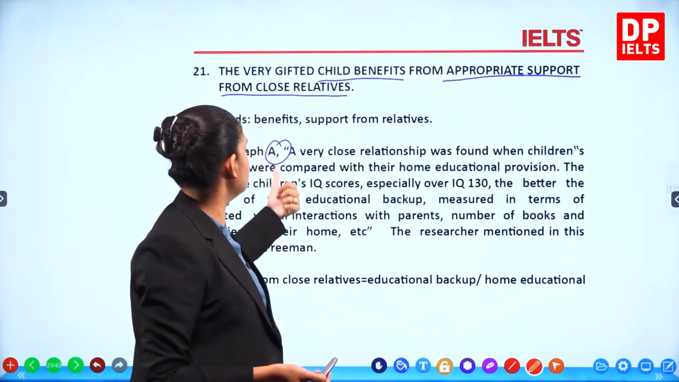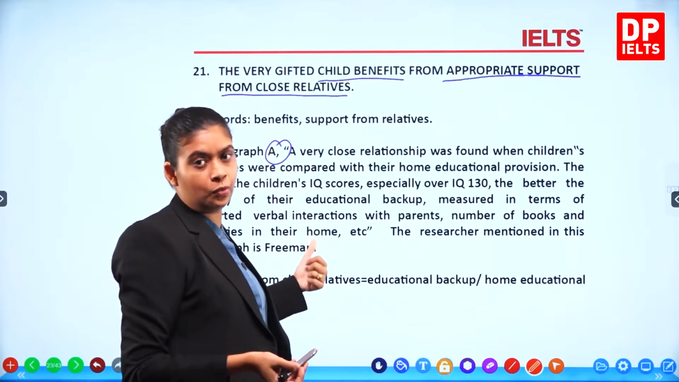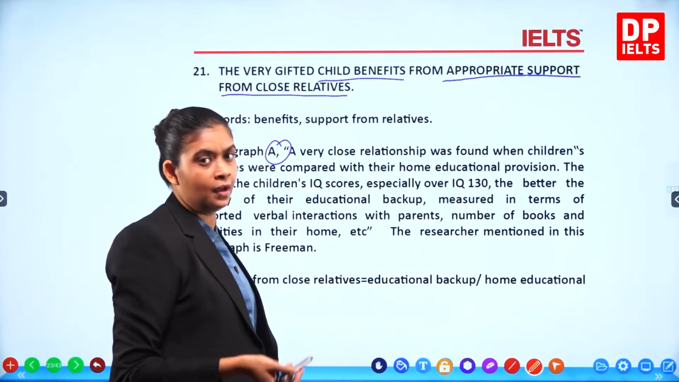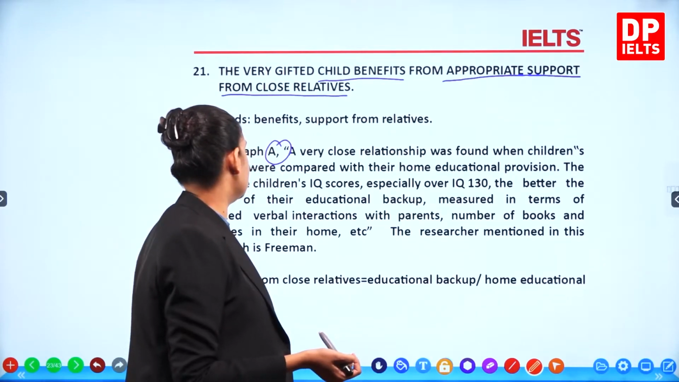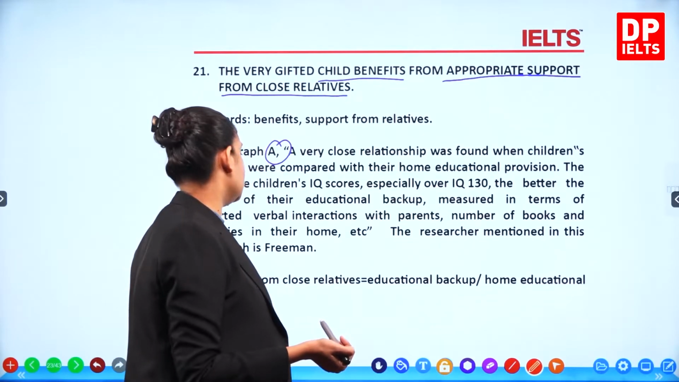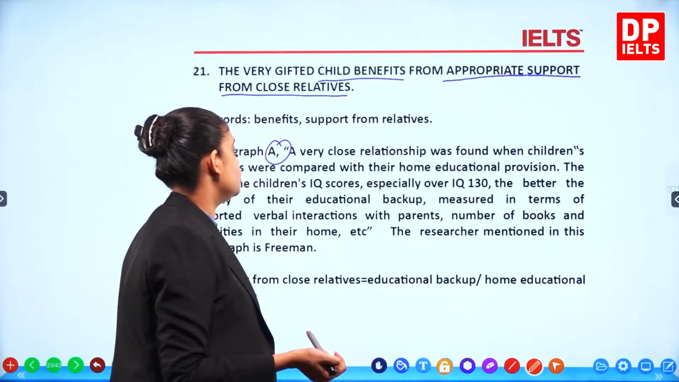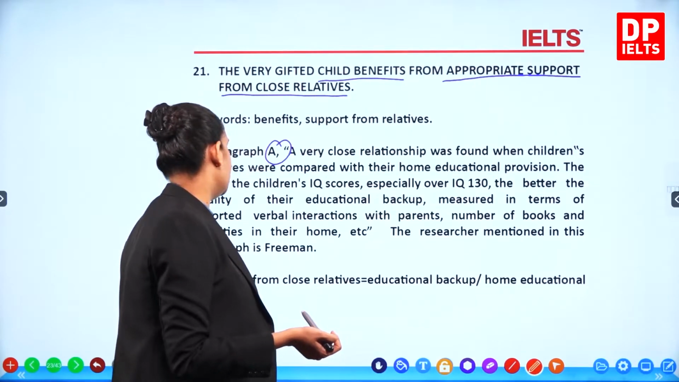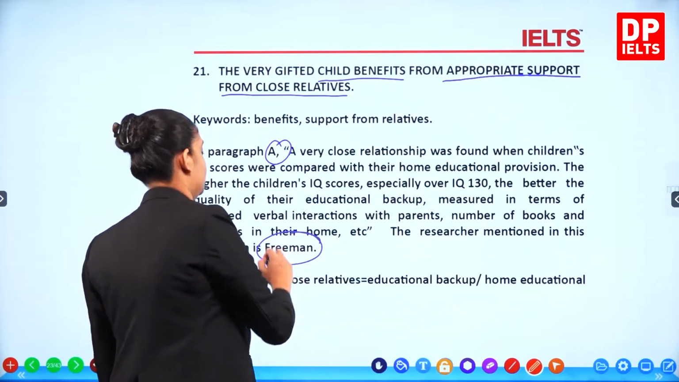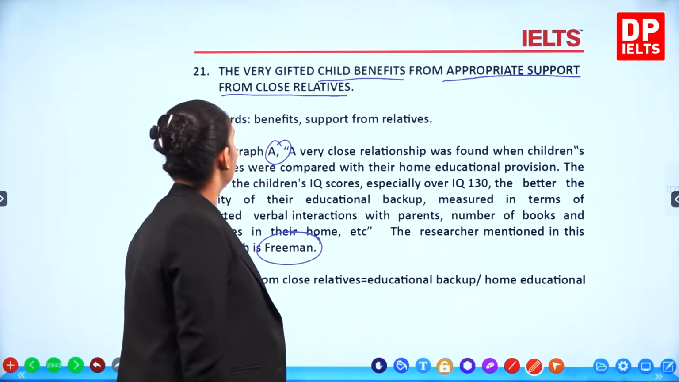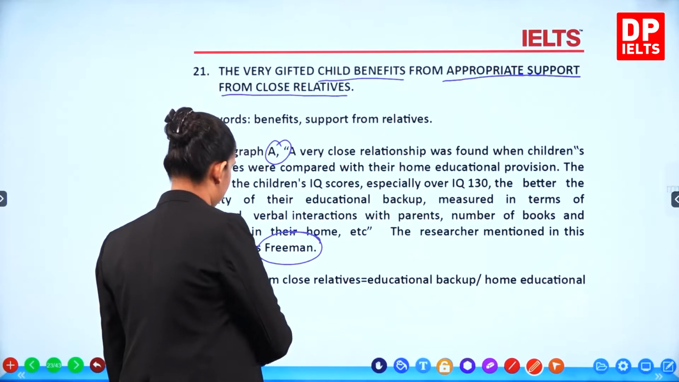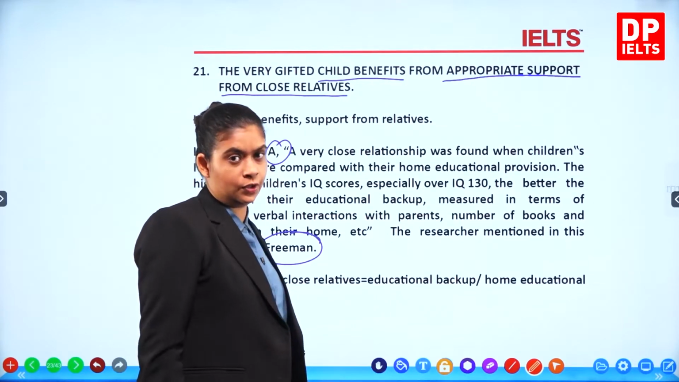The higher the children's IQ scores, especially IQ over 130, the better the quality of their education, measured in terms of reported verbal interaction with parents, number of books and activities in their home. The researcher mentioned in this graph is all about Freeman. Right, so by looking at the answers, the most appropriate answer for you is going to be E.